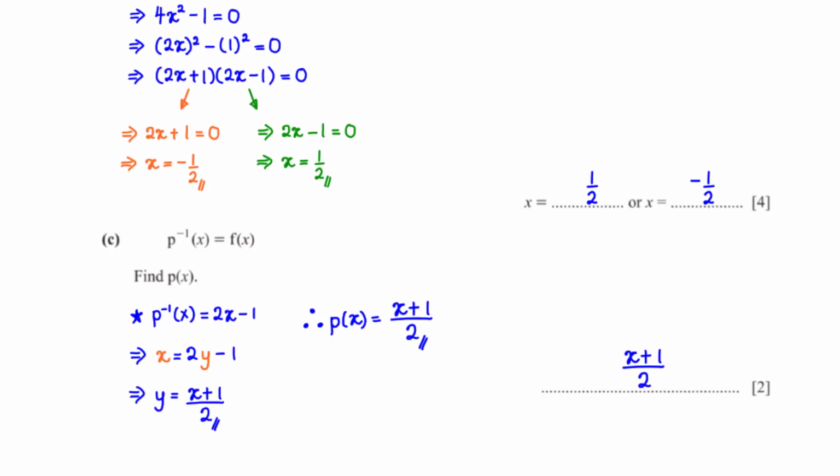P inverse of x equals f of x. Find P of x. We know f of x is 2x minus 1. So we have P inverse of x equals 2x minus 1. In the first step, we replace P inverse of x with x and replace x with y. When we make y the subject, this is what we get. The expression we have for y is the same as P of x, and so P of x is also equal to x plus 1 over 2.